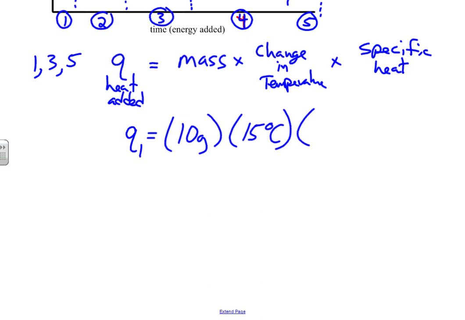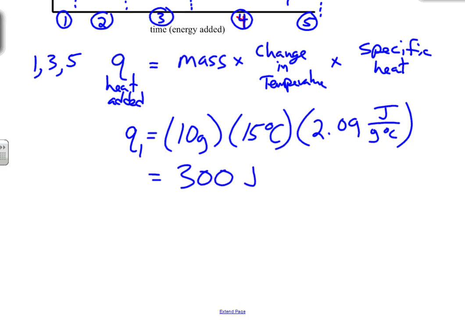The specific heat for solid water is 2.09 joules per gram degrees Celsius. So if we multiply all this out, we get roughly 300 joules of energy that are required to heat up the ice. And we can cancel our units out just to make sure that they work. So we get an energy unit for our answer. All right, so that's just that first part of the graph.